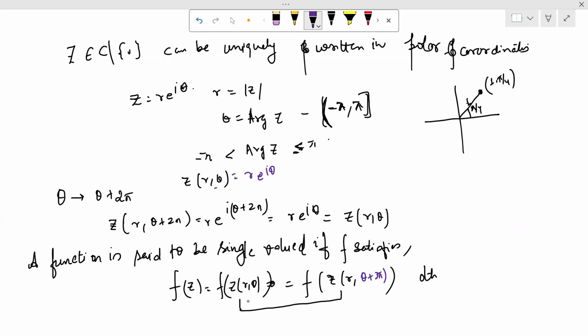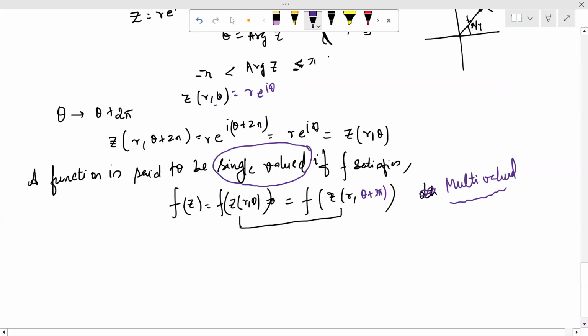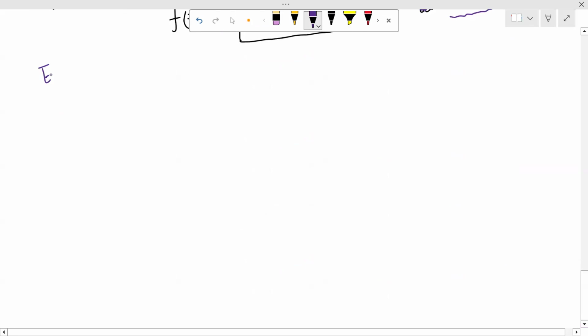The point is this: if the function remains the same, that is f(z) at r comma theta is equal to f(z) at r comma theta plus 2 pi, then we say that this particular function is single valued. Otherwise, it is said to be multi-valued. Now, what is multi-valued? I'll give you examples and then you will be able to understand. Is that clear or not clear? Yes, sir. Okay, so now let us take examples and try to understand what I want to say.